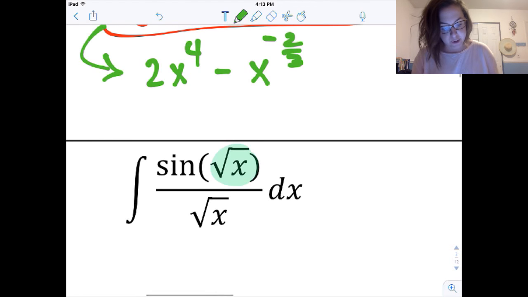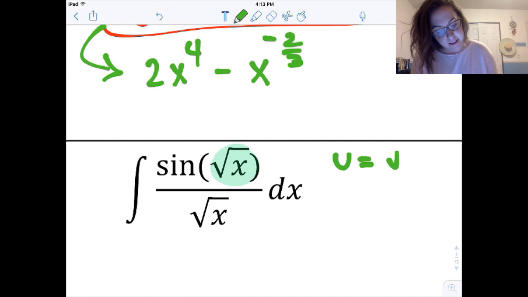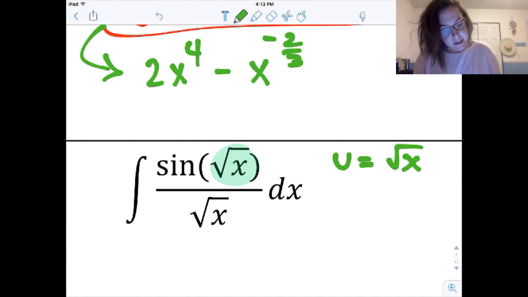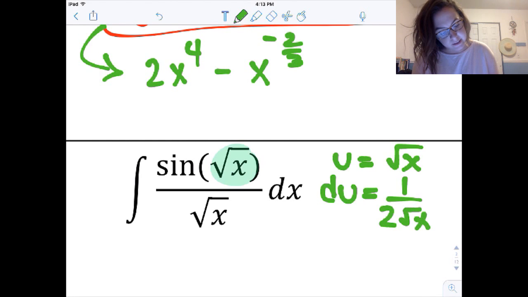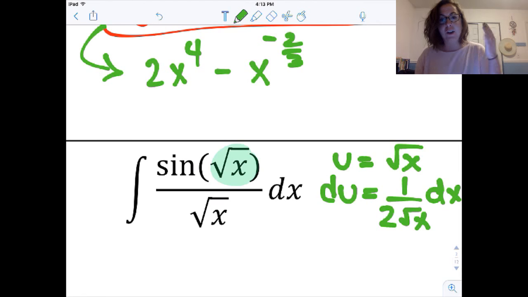So u here would be radical x, right? Du then would be 1 over 2 radical x dx. And if that's not a derivative that you're familiar with at this point, get familiar with it. I know that you guys could bring down the 1/2, subtract 1, but you need to start getting more intuitive with the fact that when you see 1 over a radical, that probably comes from being the derivative of a radical. So just keep that in mind.